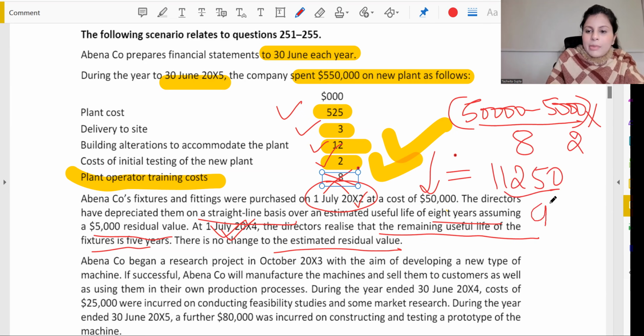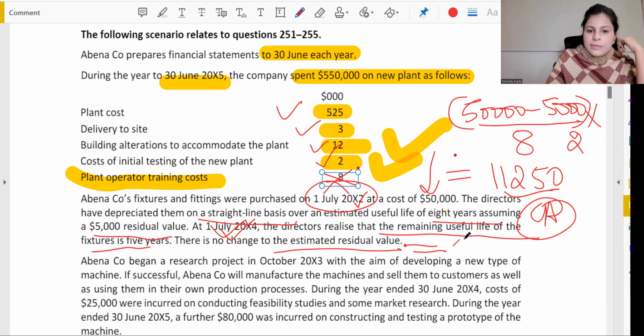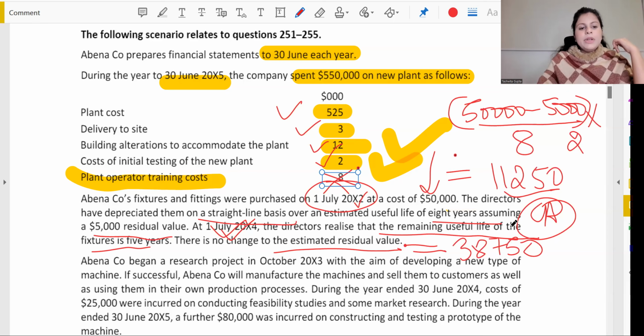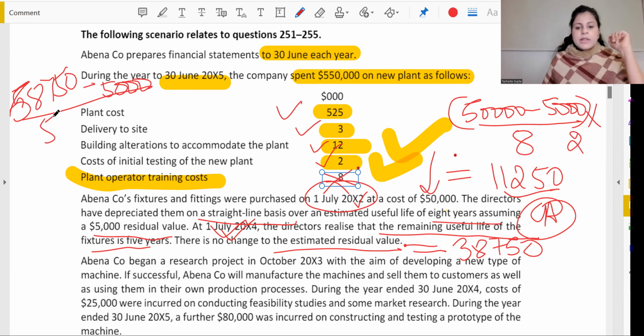So what is my carrying amount on the opening date? 50,000 minus 11,250. 38,750. 38,750 carrying amount. And then they are saying you're revising the life. So revision happens on this amount. So we need to calculate the annual depreciation now. What would be my annual depreciation? 38,750 minus residual value of 5,000, divided by remaining life of 5 years. What's the annual depreciation for this year?